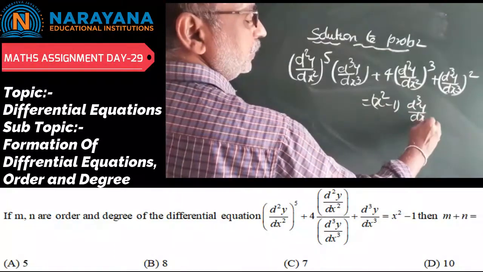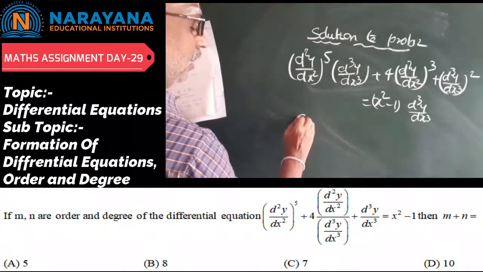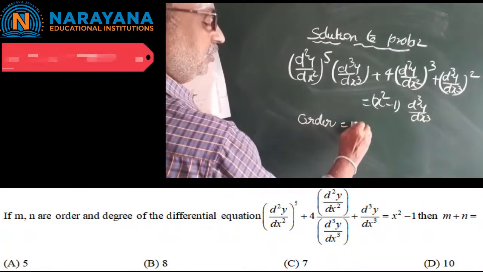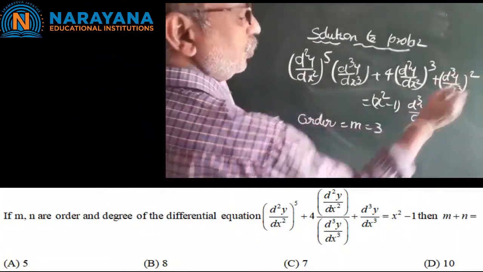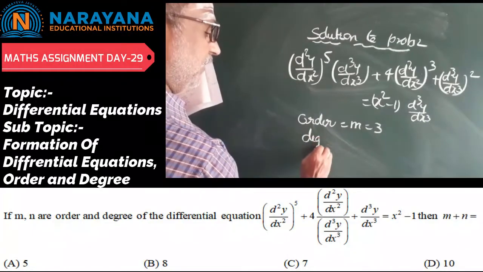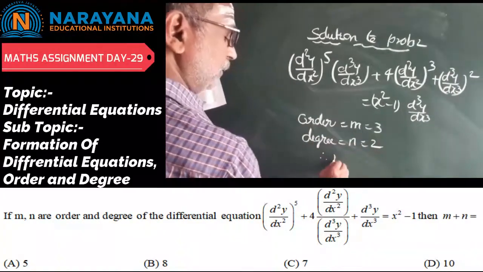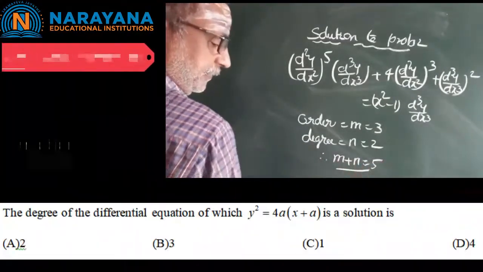dx cube. So highest order is third order. So order m is given by 3 and highest order derivative has power 2. So degree is given by n equal to 2. Therefore m plus n is equal to 5, which is the answer.